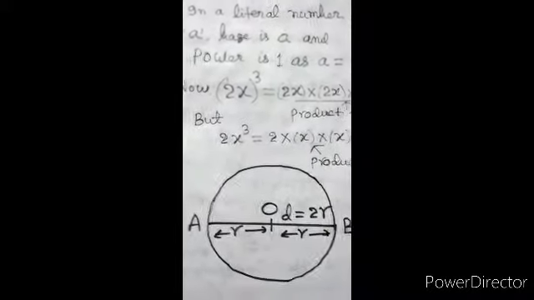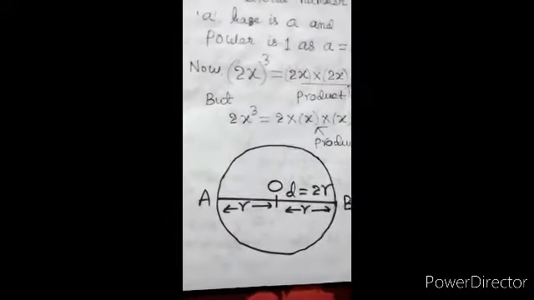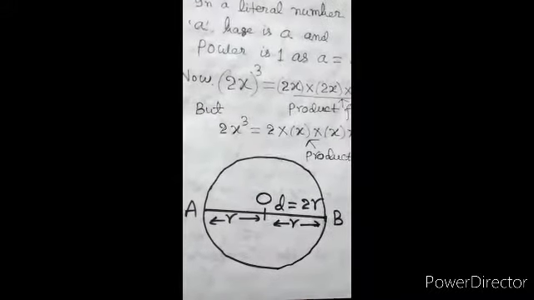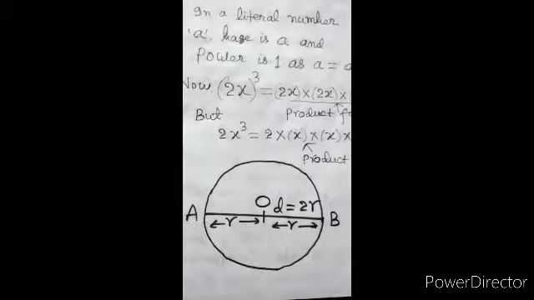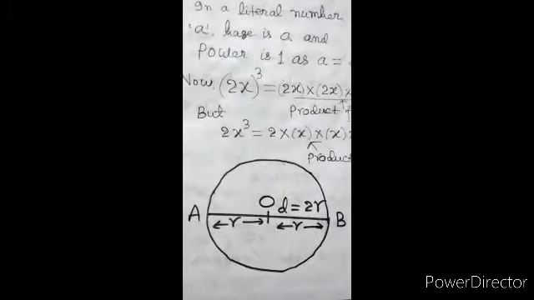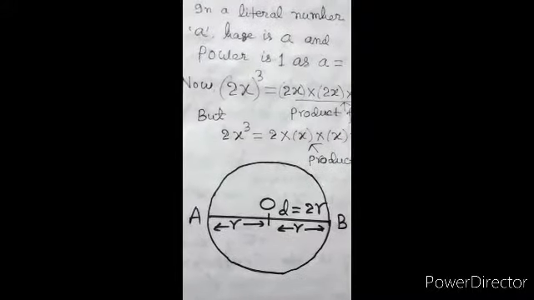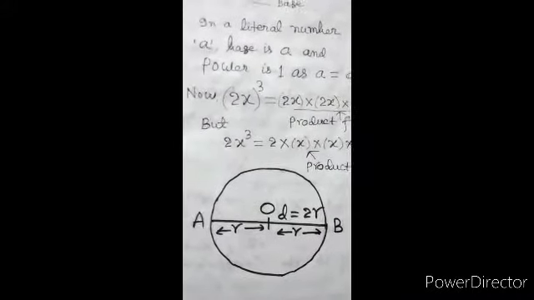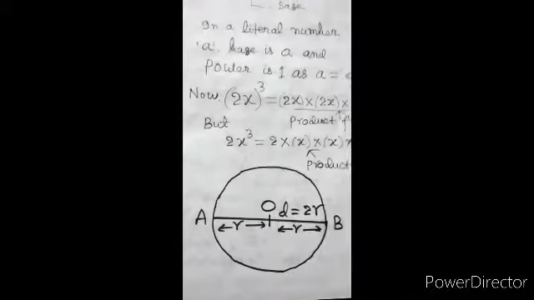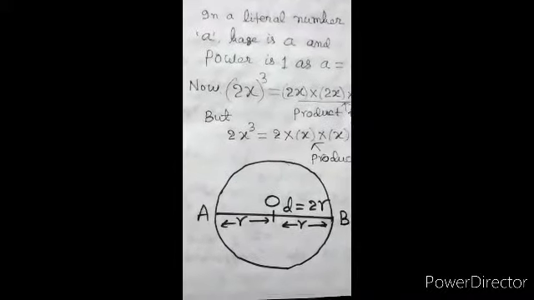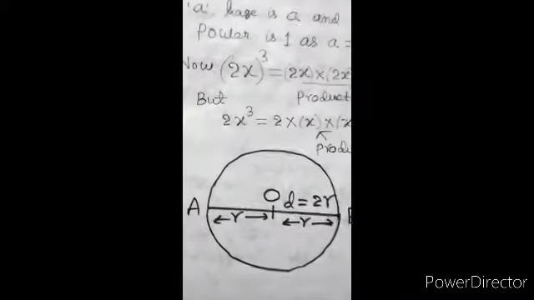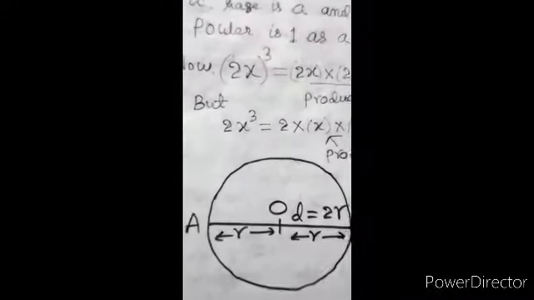Now, this is a closed figure which is a circle. Here d is equal to 2r. As we know, diameter is equal to 2 into radius. Here d and r depend on the size of this circle.